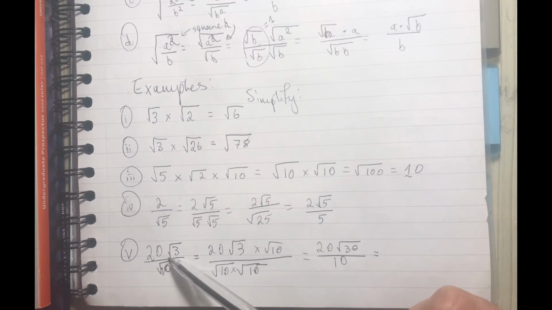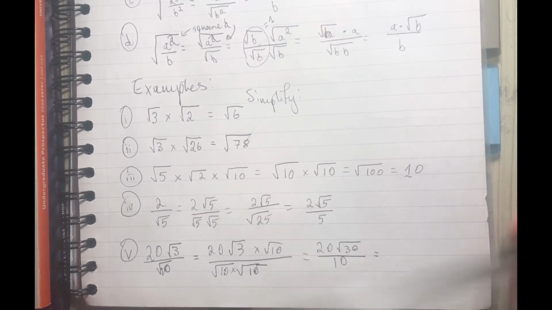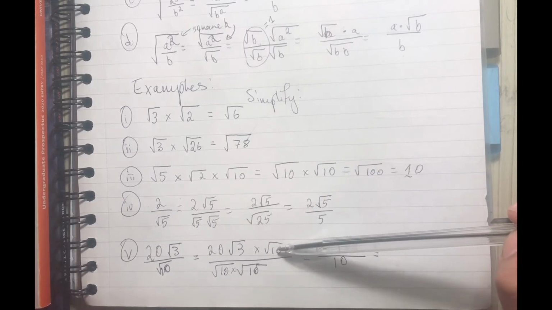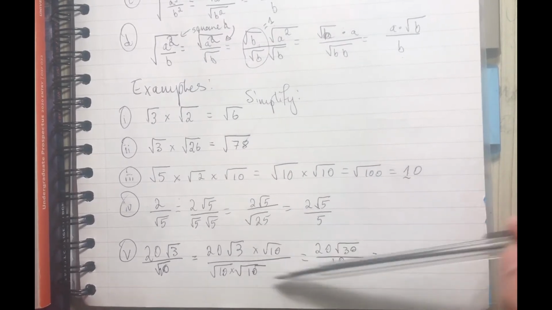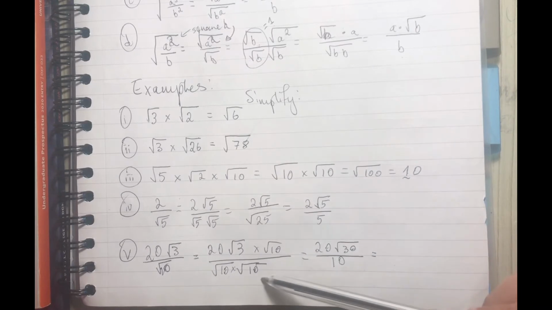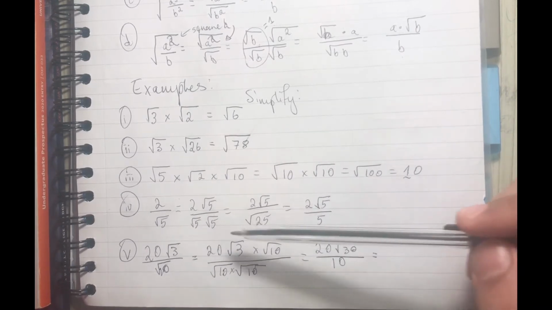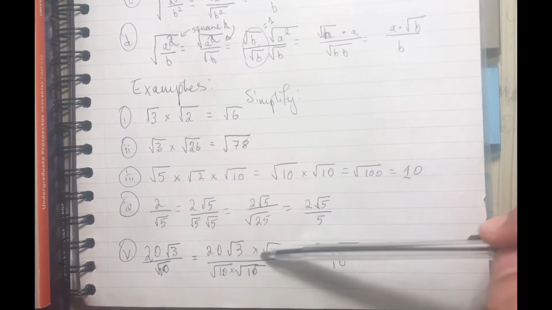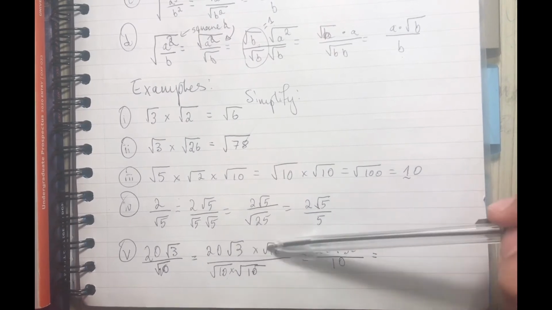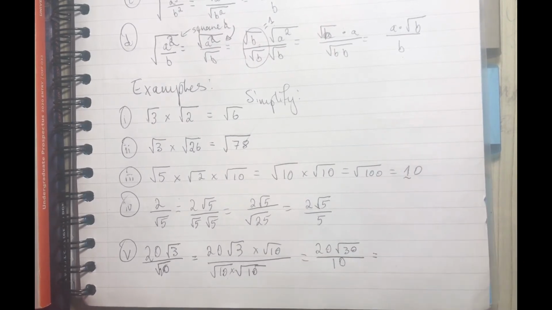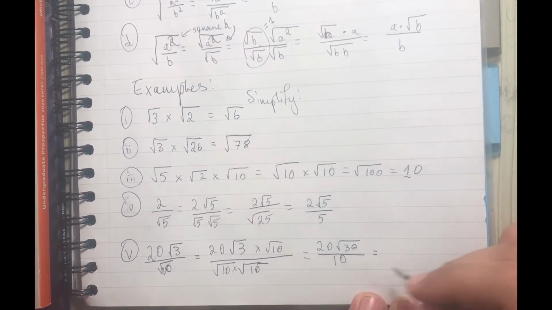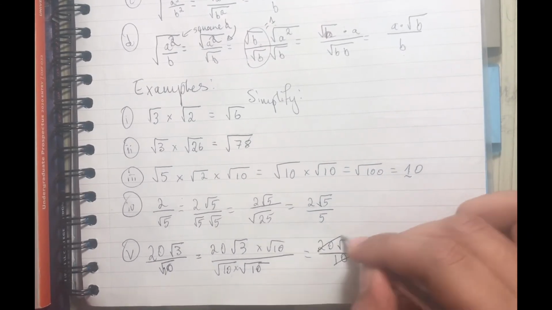Here we've got 20 times root 3 over root 10. Again, we've multiplied it by 1, being root 10 over root 10. And we're just going to simplify. Root 10 times root 10 is 10. And 20 root 3 times root 10, well, you multiply what's inside the surds and you get 20 times root 30. Simplify this a little bit further. We can cancel out the 10.